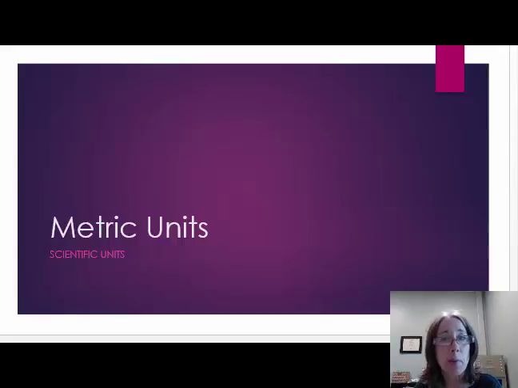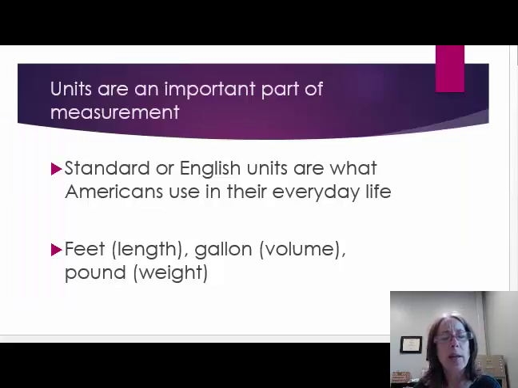Scientists use units from the metric system. The units that Americans use are derived from the units that English colonists brought with them in the 1600s. These units are known as standard or English units, and some examples of standard units include feet for length, gallon for volume, and pound for weight.